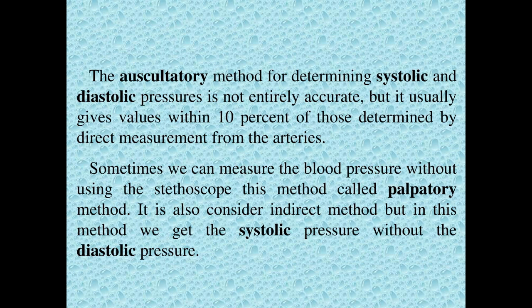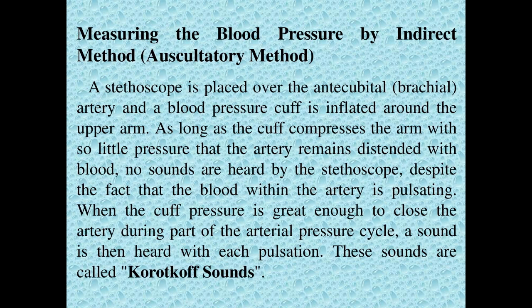Sometimes we can measure the blood pressure without using the stethoscope. This method is called the palpatory method. It is also considered an indirect method, but in this method we get the systolic pressure without the diastolic pressure. Measuring the blood pressure by indirect method, auscultatory method. A stethoscope is placed over the antecubital, brachial, artery and a blood pressure cuff is inflated around the upper arm.